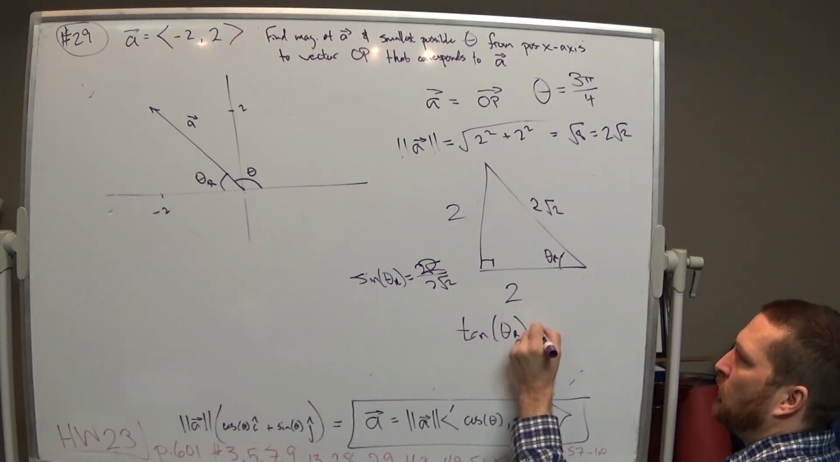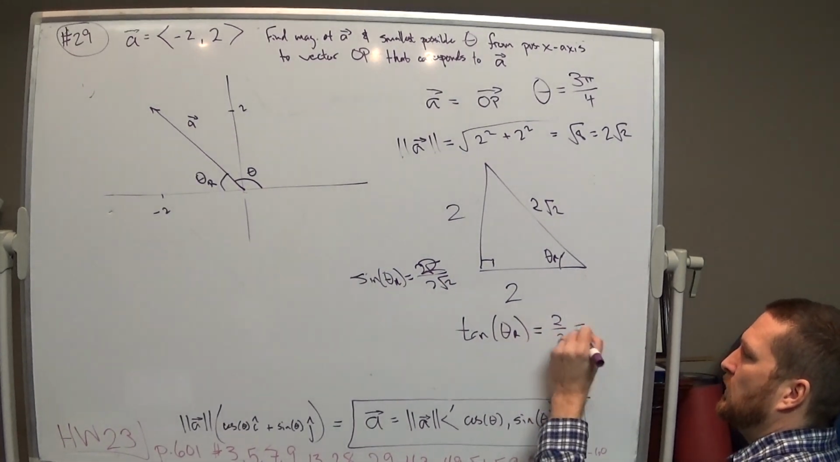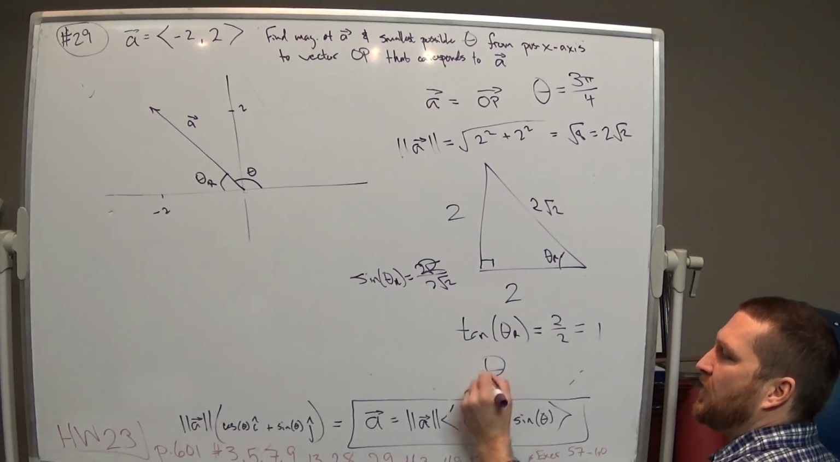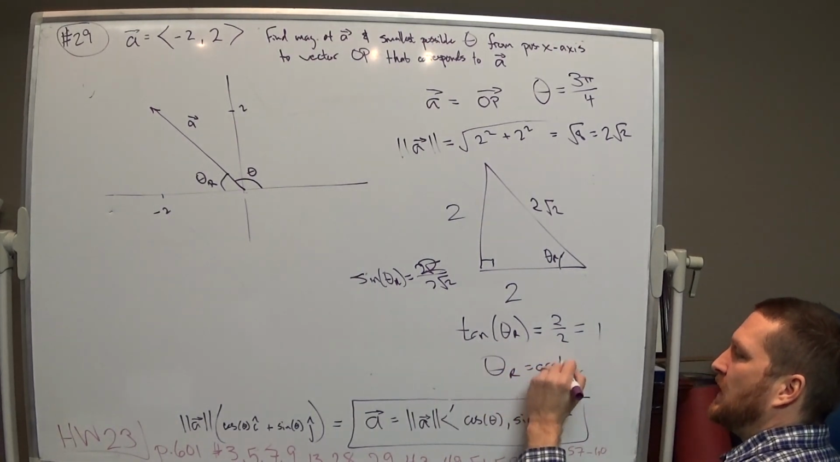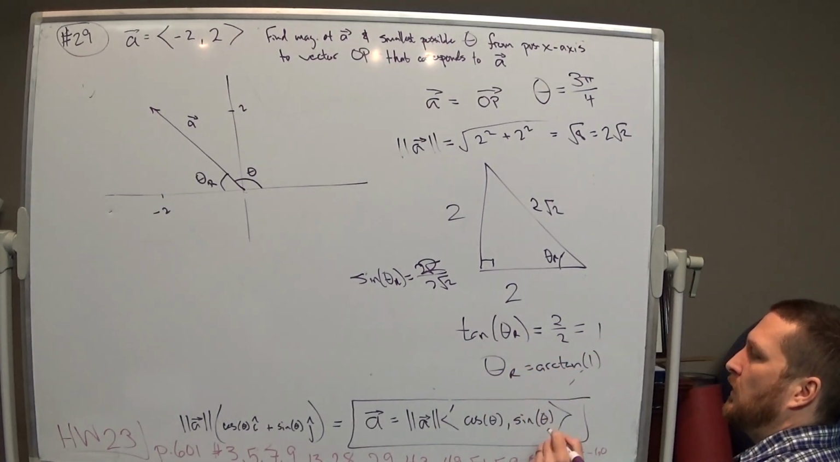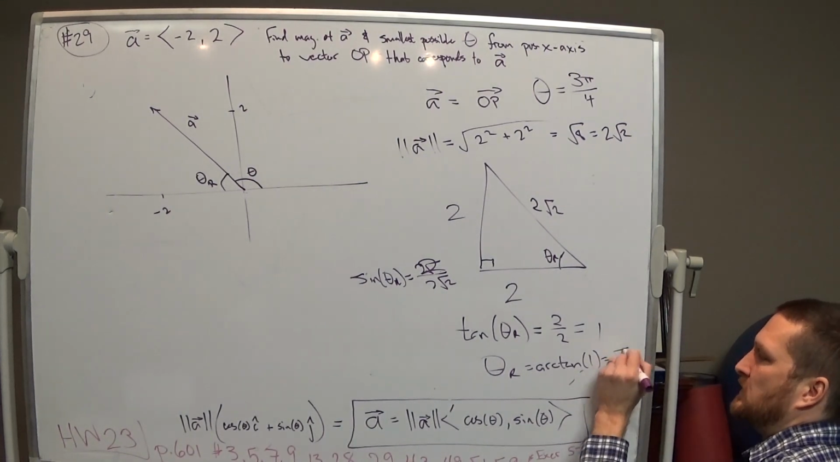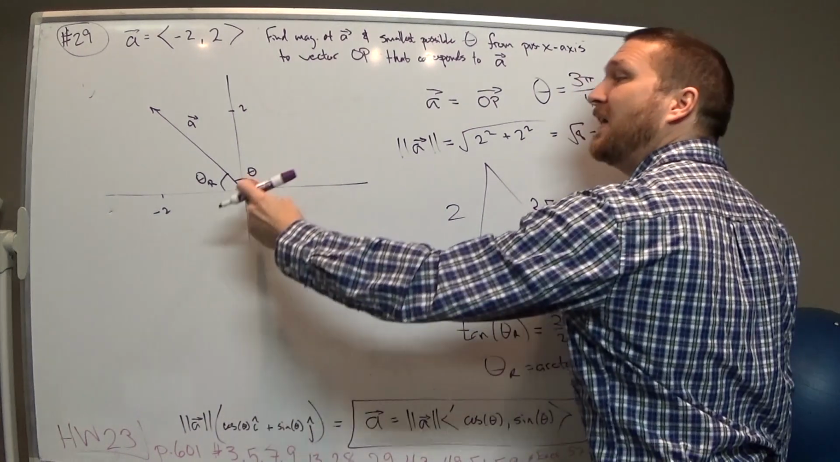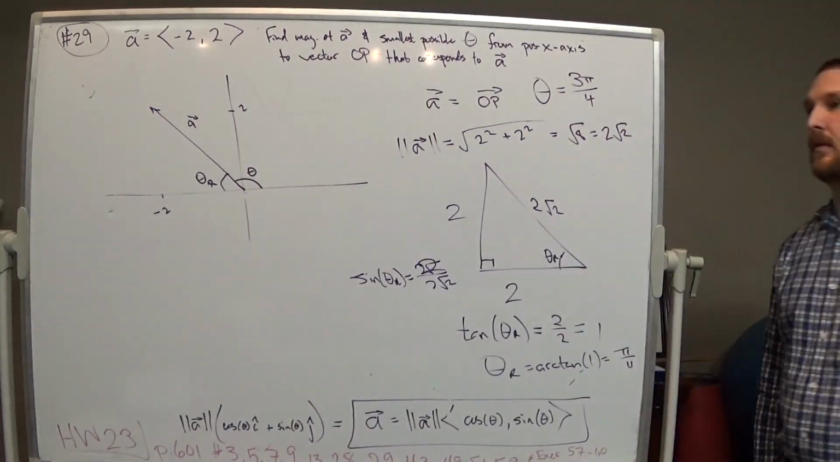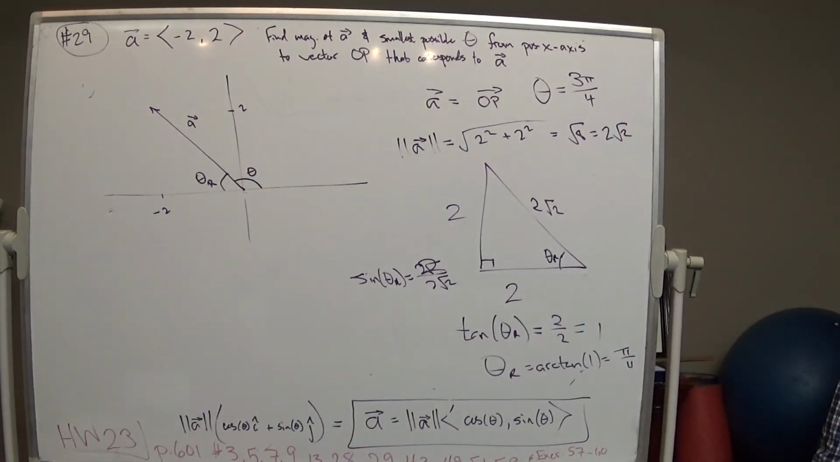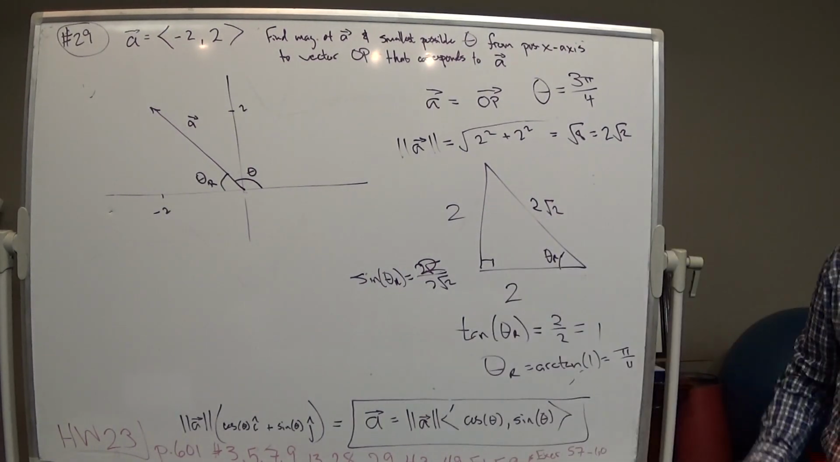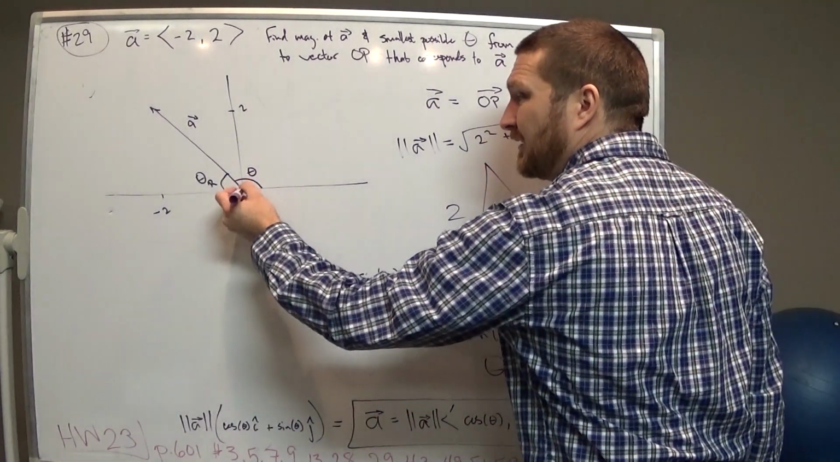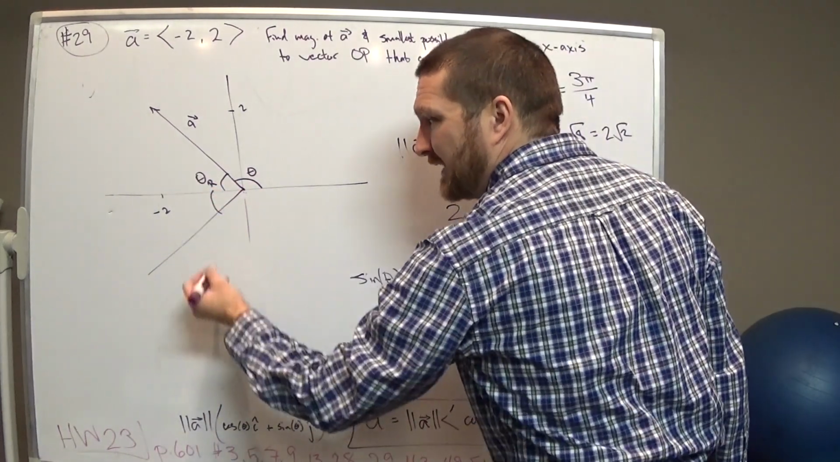With tangent, you don't need to worry about it. You just say that's 2 over 2, which is just 1. And so then theta sub r is arctan 1, which happens to be pi over 4, right? So you know that's pi over 4. And then you could come back here and deal with pi minus whatever theta. In this case, pi minus that. If it's down here, a little bit different, right?